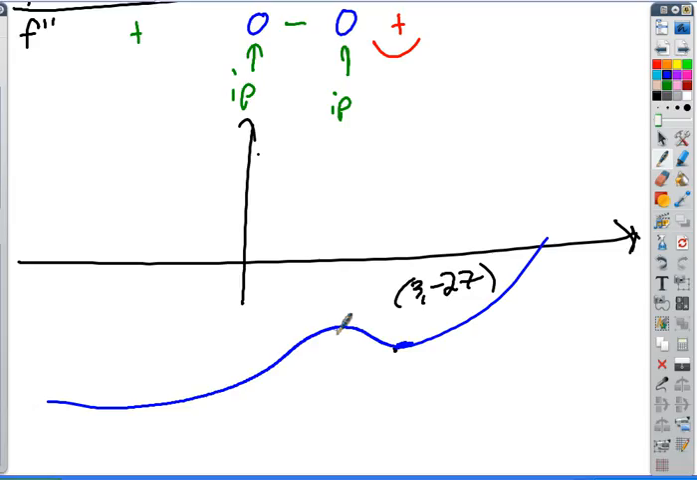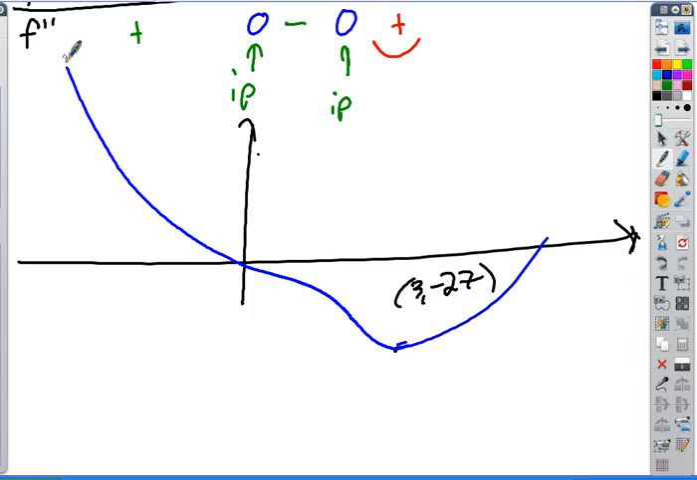So I got to redraw that. We got to probably do something like this instead. It's going to go up, and then it's going to change, and then it's going to go like that. So I've got an inflection point there and an inflection point there. It's concave up, concave down, concave up. And that's pretty accurate. The scale's going to be off a little bit, but that's basically what it looks like.